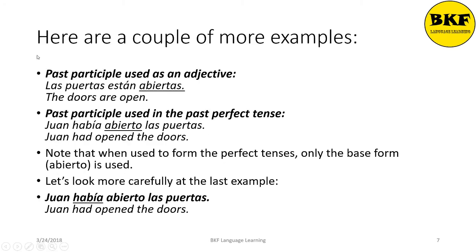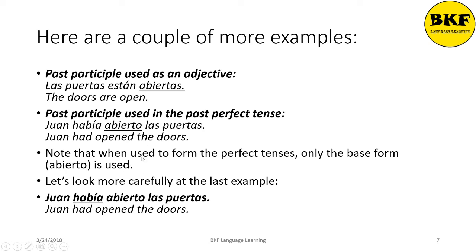So there are some more examples. If I want to say the doors are open, I can say las puertas están abiertas. And if I want to say Juan had opened the doors, I can say Juan había abierto las puertas. Note that when used to form the perfect tense, only the base form abierto is used.